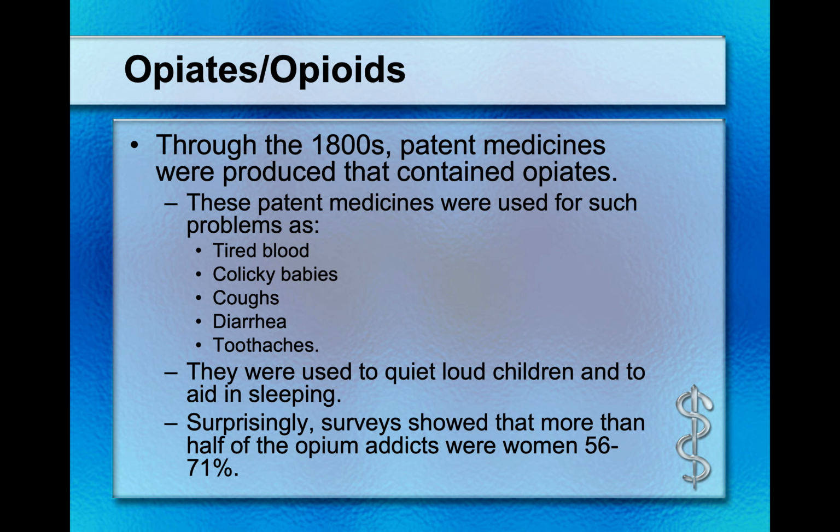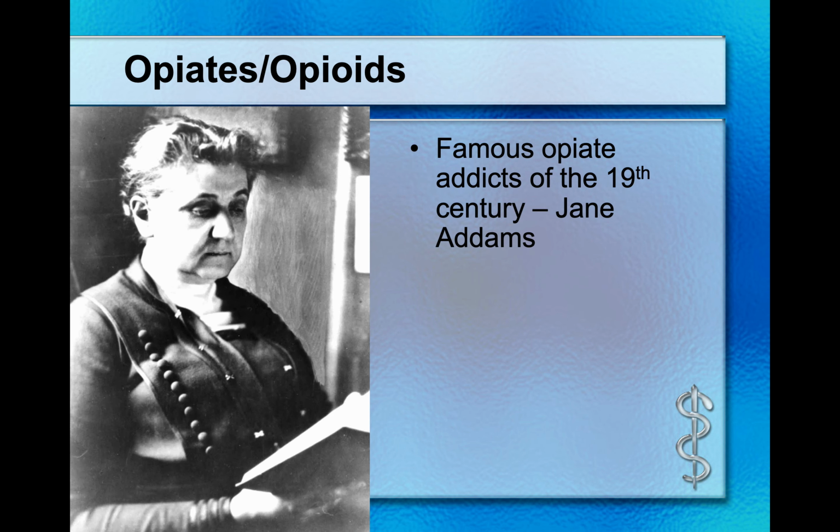Through the 1800s, patent medicines were produced that contained opiates. These patent medicines were used for such problems as tired blood, colicky babies, as you can imagine, giving opium to babies, for coughs, of course, diarrhea, and toothaches. They were used to quiet loud children and to aid in sleeping. Surprisingly, surveys showed that more than half the opium addicts were women. About 56 to 71% of all the people that were hooked on this stuff were females. Famous opiate addicts of the 19th century: Jane Addams, who was the first social worker out of Chicago.